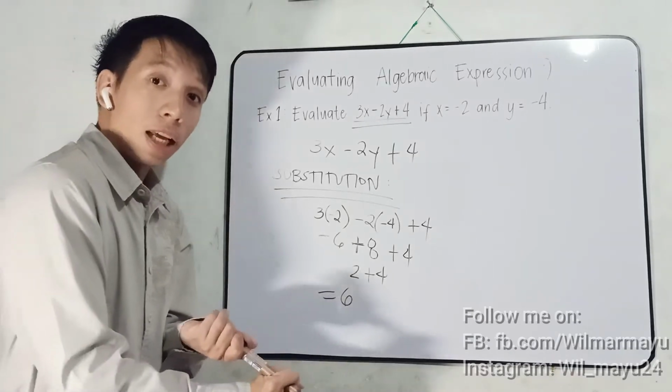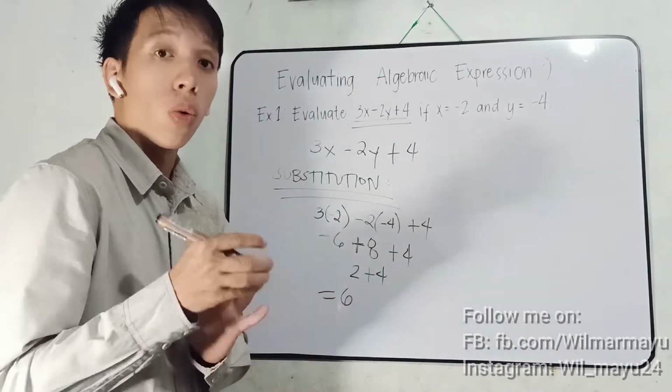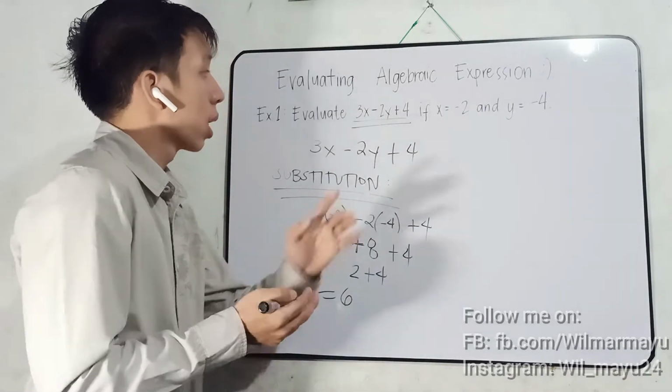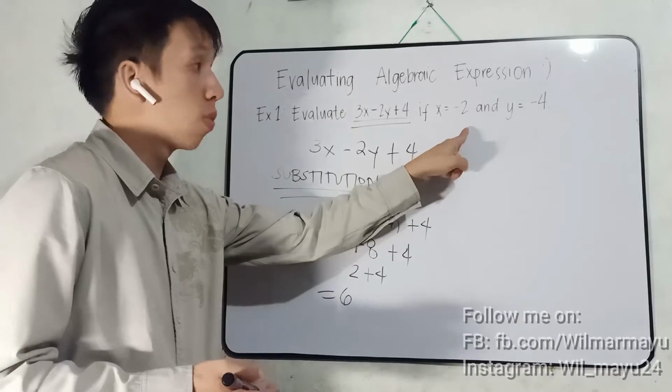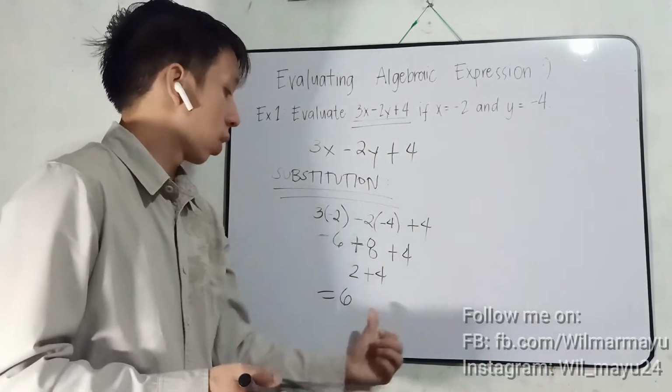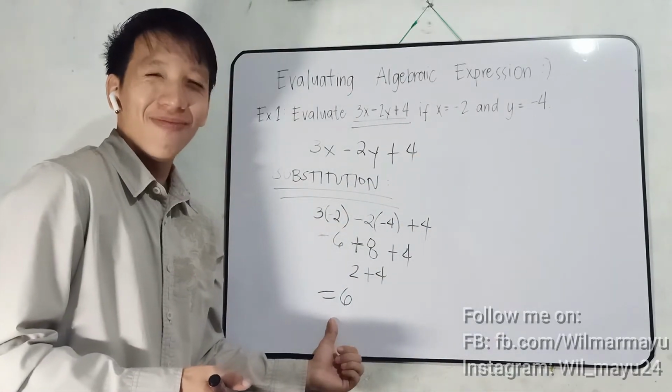Okay? Nakuha? So, when we evaluate 3x minus 2y plus 4, if x is negative 2 and y is negative 4, it is equivalent to 6. Okay?